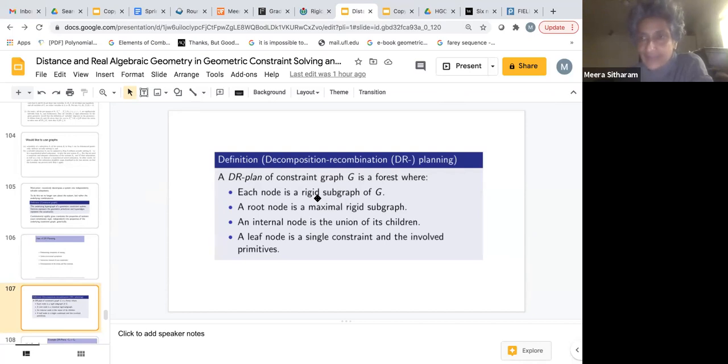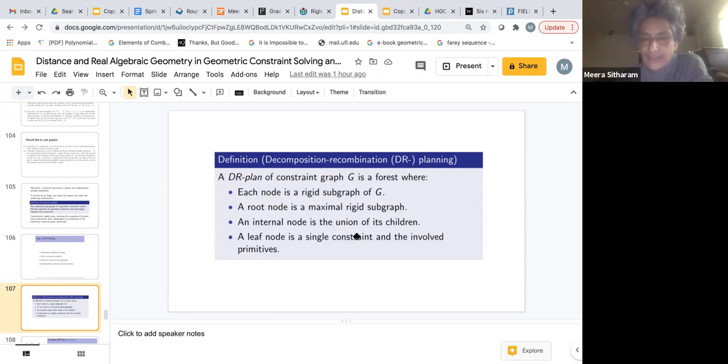So you could in fact have that trivial decomposition that I had where the K33, I divided it up into all the children. Well, in that case, that's the best you could do, but I could have taken even C2 cross C3 and divided it up into all the leaves, which are the edges, and that would perfectly satisfy this definition. A root node is a maximal rigid subgraph, an internal node is the union of its children, and a leaf node is a single constraint, and in this case, it's a single edge, which is a single distance. So that's the definition of a DR plan in our case, just a distance constraint graph.